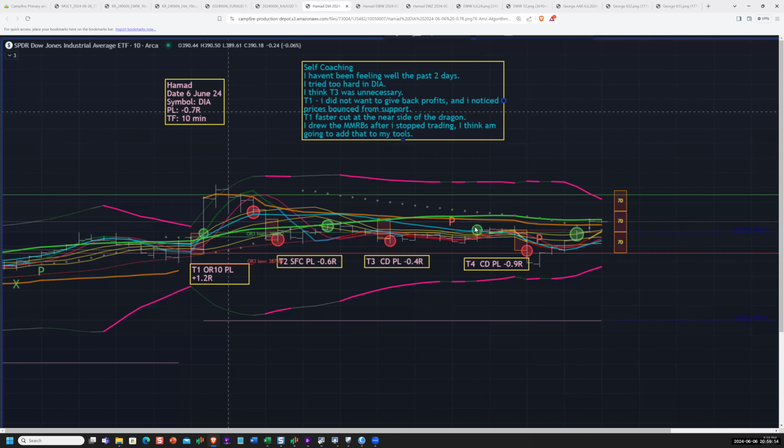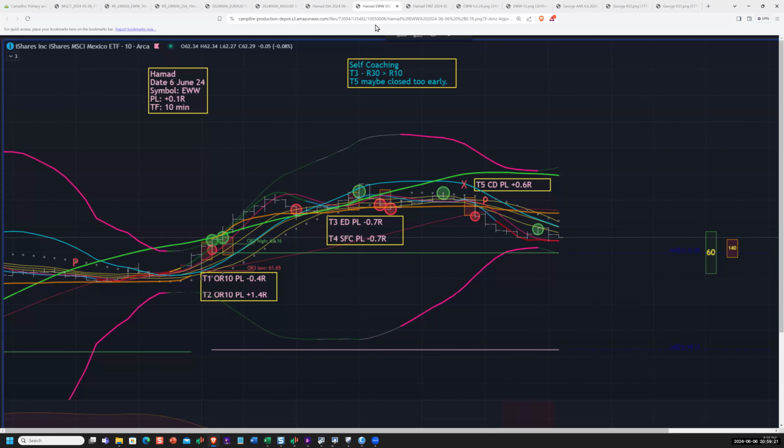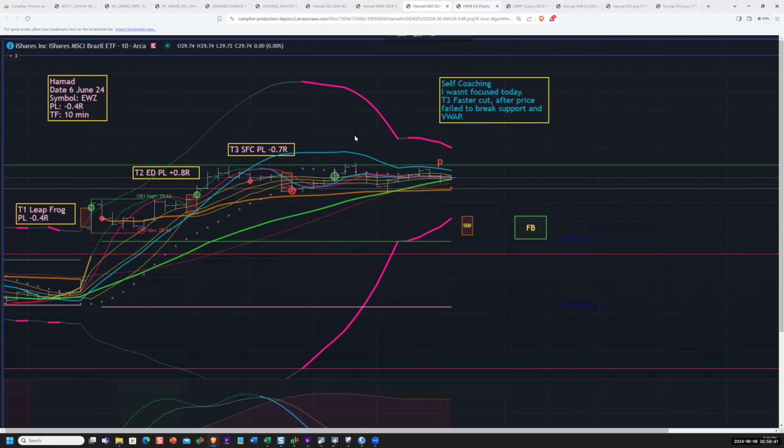Hamad gets chopped up for minus 0.7 in DIA. There wasn't much room in there. On EWW, he gets 0.1, is able to squeeze out a fraction. That move in the afternoon, he must not be sticking around for that, because in the afternoon was that big collapse, and it may be outside of his time window. EWZ gets scratched around here for minus 0.4.